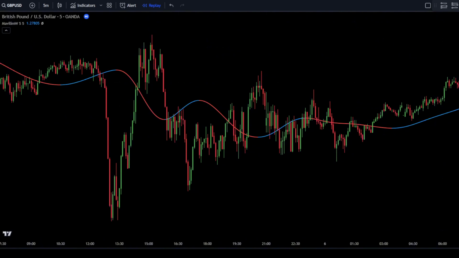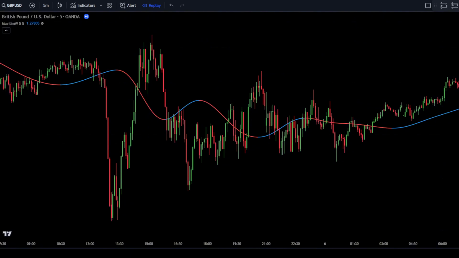This Mavilim indicator will be used as a trend guide in the market. If the Mavilim indicator is blue, it indicates a bullish trend. In this situation, your main focus should be finding the best point to place a buy order. On the other hand, if the Mavilim indicator is red, it indicates a bearish trend. In this situation, your main focus should be finding the best point to place a sell order.